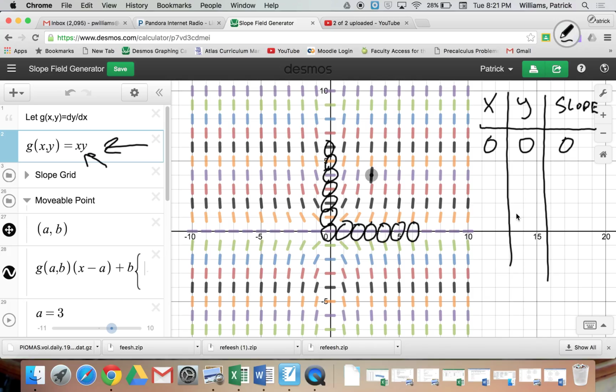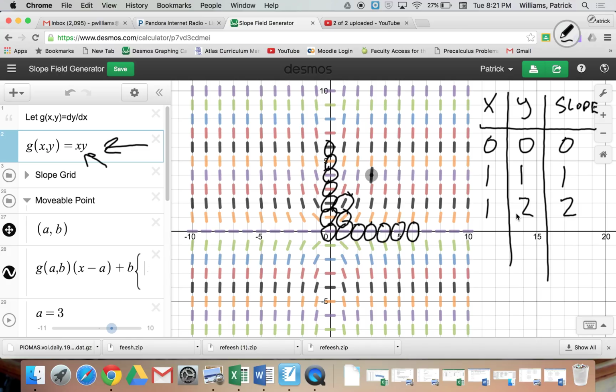Now let's say x is 1 and y is 1. Well, x times y is also going to be 1. And if we look at that point right there, we have a slope that looks roughly like a slope of 1. Now let's keep x equal to 1 and now make y 2. Now that makes the slope 2, and as you can see, when we look at the next point up, the slope is just a little bit steeper.